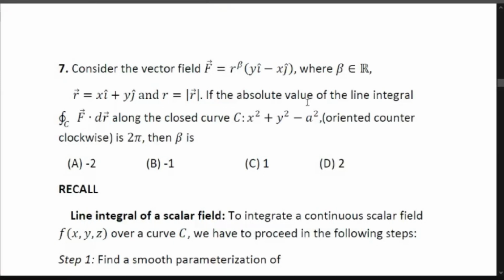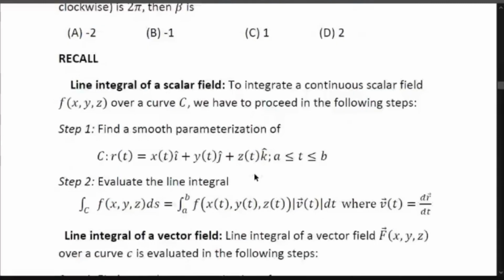If the absolute value of the line integral over C of F dot dr along the closed curve C given by x square plus y square equals a square, oriented counterclockwise, is 2 pi, then the value of beta is. So it is given that the absolute value of the line integral along this particular curve is 2 pi, and you are asked to find the value of beta.